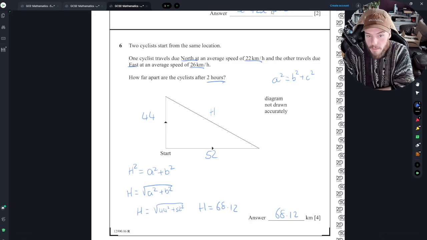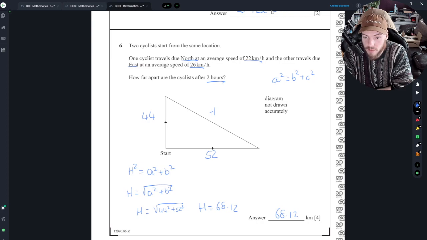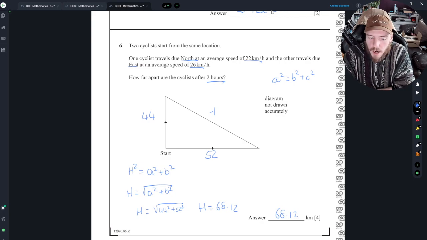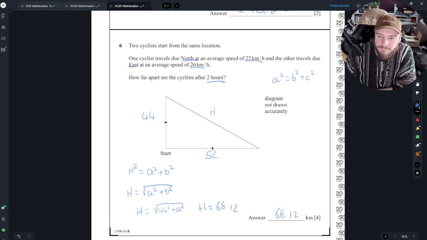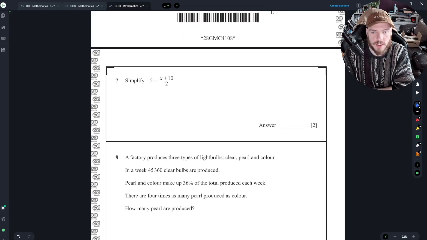Okay, our hypotenuse is always going to be longer than the other two sides. It's the longest side in our triangle. Okay, so if you get a value that's smaller than 44 or 52, you know you went wrong. Okay, always expect a larger value. All right, so let's move on to the next question here.